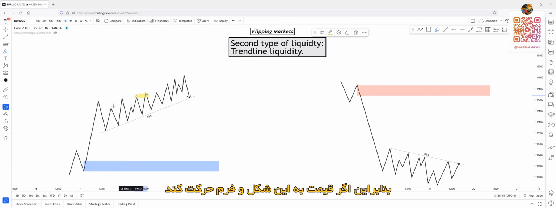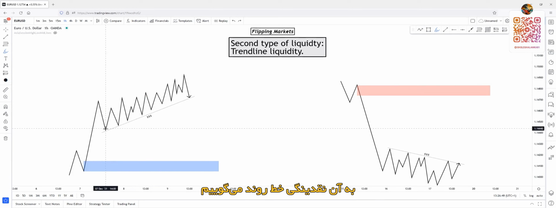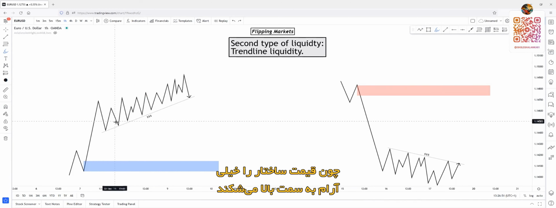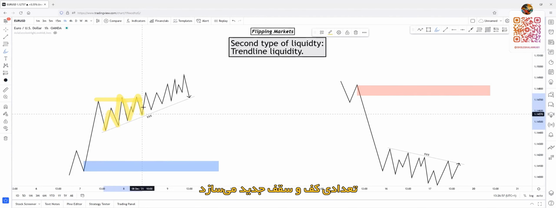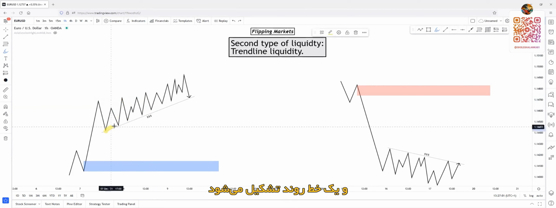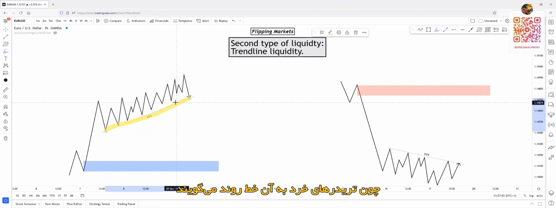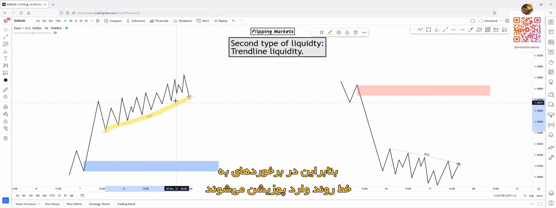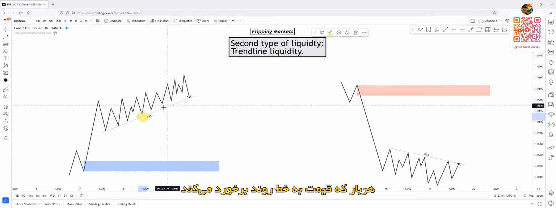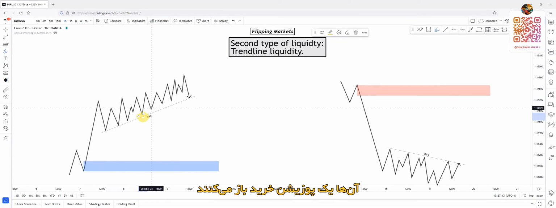So if price turns into this phase, we will call this a liquidity trend line, because price is breaking structures to the upside slowly, creating new highs, new lows, new highs, new lows, and these new highs and new lows will form a trend line, because retail traders call this a trend line, and they will open their positions on the trend line touches. So every time price touches this trend line, they will open a buy position here.